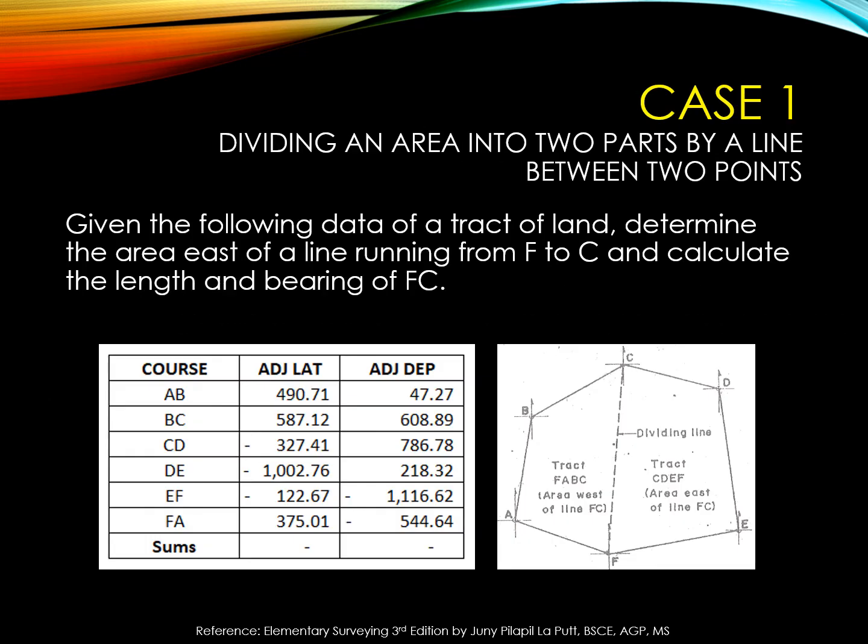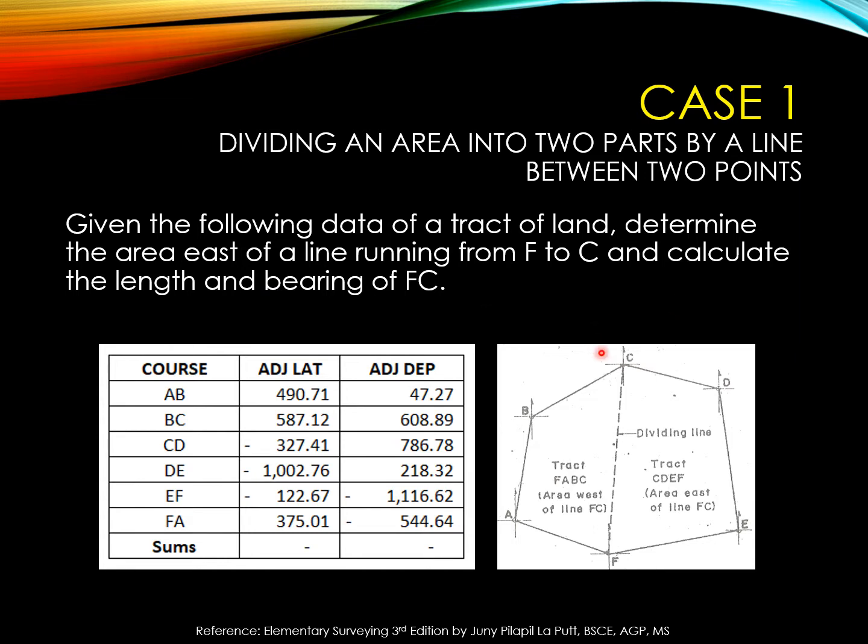For the first case, which is case number one, dividing an area into two parts by a line between two points. As you can see here, the figure is the lot A, B, C, D, E, F. So here's what we need to do. Given the following data of a tract of land, determine the area east of a line running from F to C and calculate the length and bearing of FC.